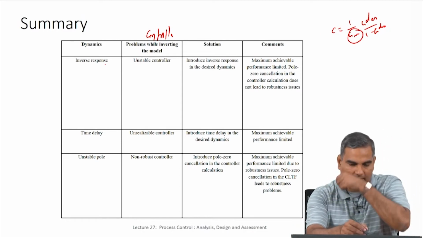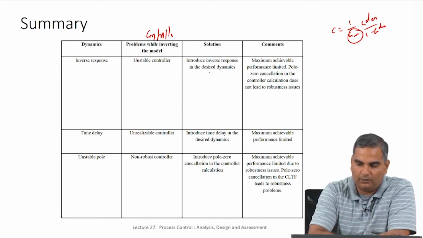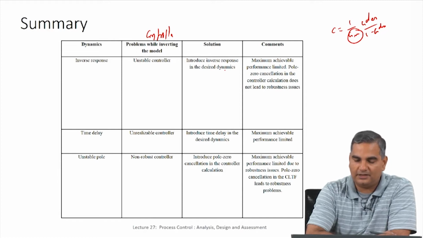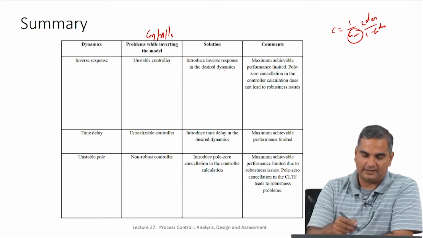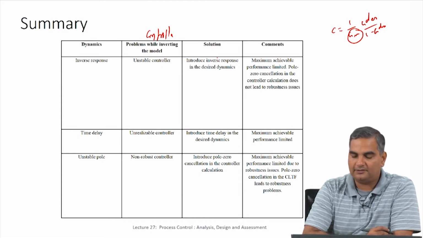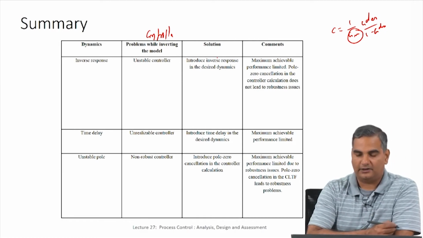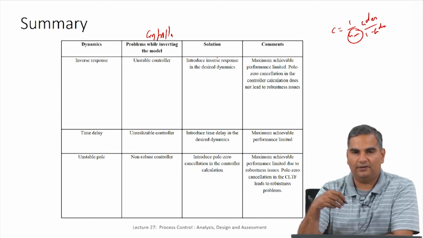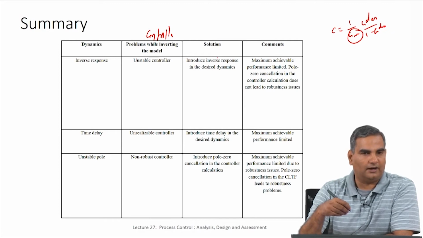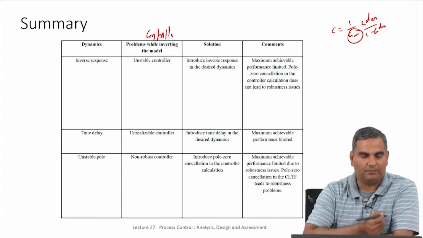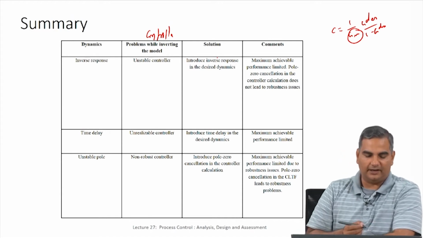So, if I have inverse dynamics, then I have an unstable controller. So, the solution to this we saw was to introduce inverse response in the desired G dynamics itself, that is, include an inverse response term for G desired. Then what happens is I have a pole 0 cancellation in the controller computation, and the comment is we are forced to introduce this inverse response in the desired dynamics. So, basically the maximum achievable performance that we can get out of these systems becomes limited. The other comment is the pole 0 cancellation in the controller calculation does not lead to robustness issues. We showed that even if the 0 of the process transfer function is quite different from the model, we still do not see robustness problems in the particular example that I showed you. So, this is as far as inverse response is concerned. Then we went to time delay.